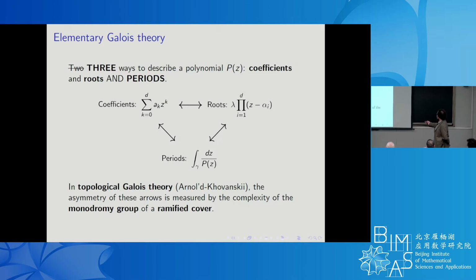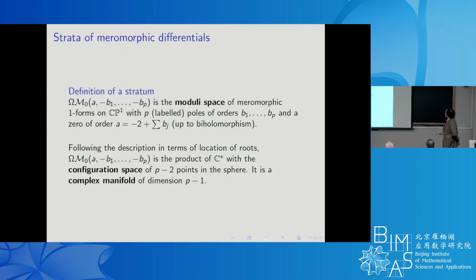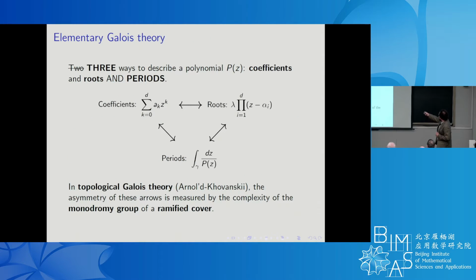Okay, so let's give a few definitions. Omega M will be the moduli space of meromorphic 1-forms on CP1 with p labeled poles. Poles are labeled to avoid problems of symmetry. of orders b1 to bp, and a unique zero of order what you need to satisfy the global degree condition of a meromorphic differential. So we are in a very specific situation where your differential has only one big zero and several poles. It is because we are thinking about differential forms of the form dz over P(z), where P is a polynomial.